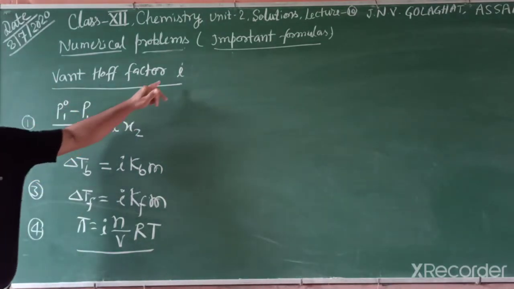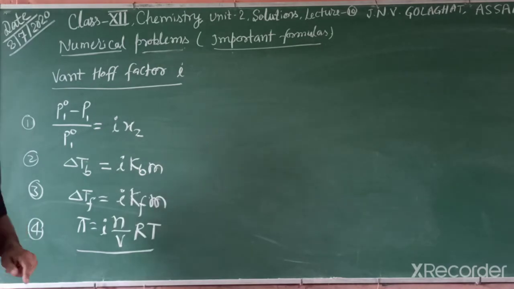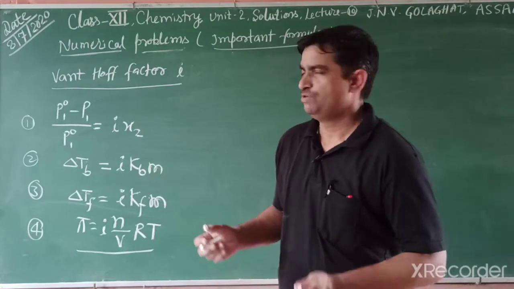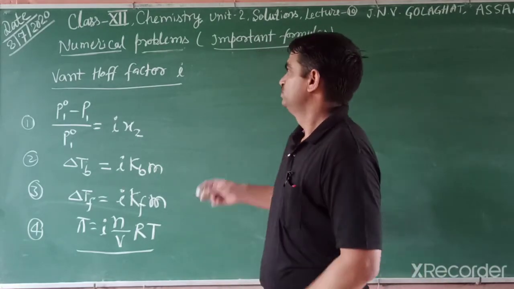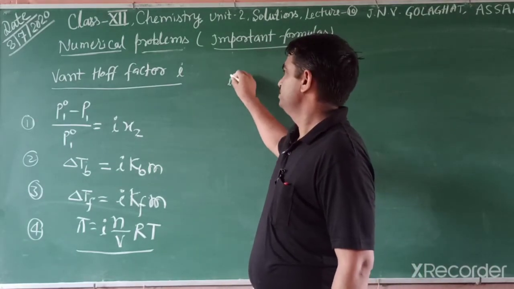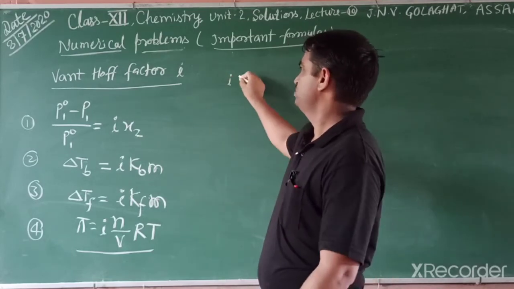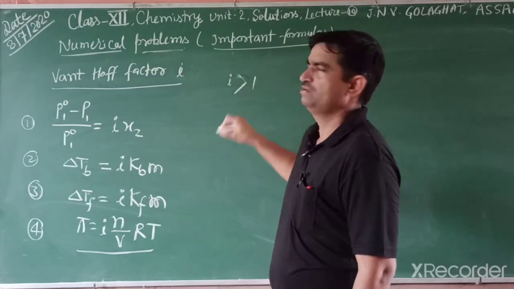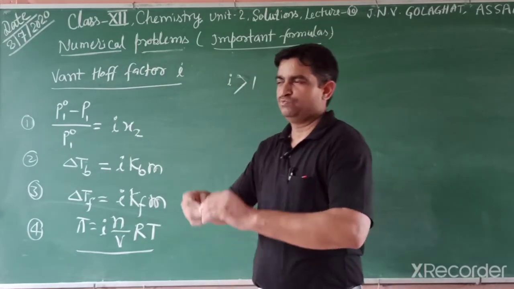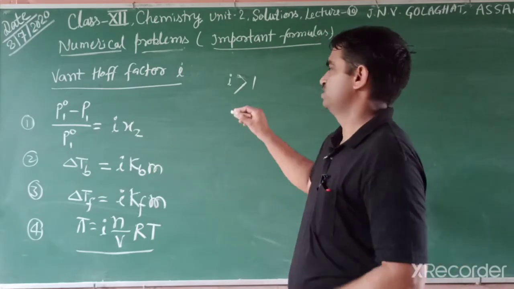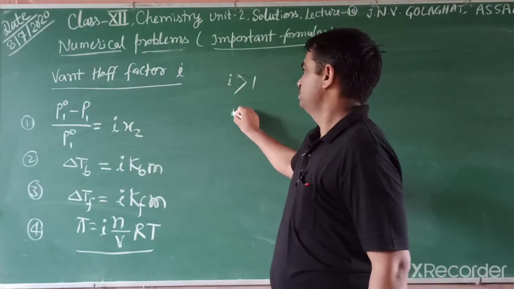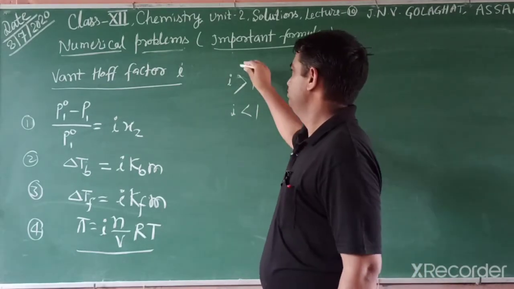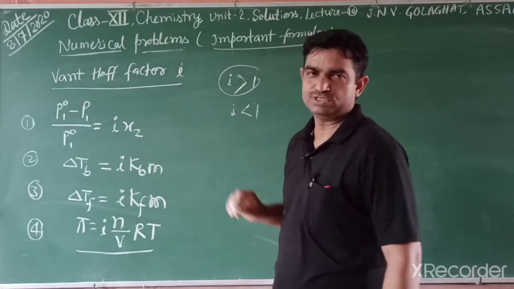Why do we require the Van 't Hoff factor? It is introduced when any solute either associates or dissociates. When any solute dissociates, the Van 't Hoff factor i is more than 1. When a molecule dissociates, the value is more than 1. If it associates, then i is less than 1. So these tell you about dissociation and association.